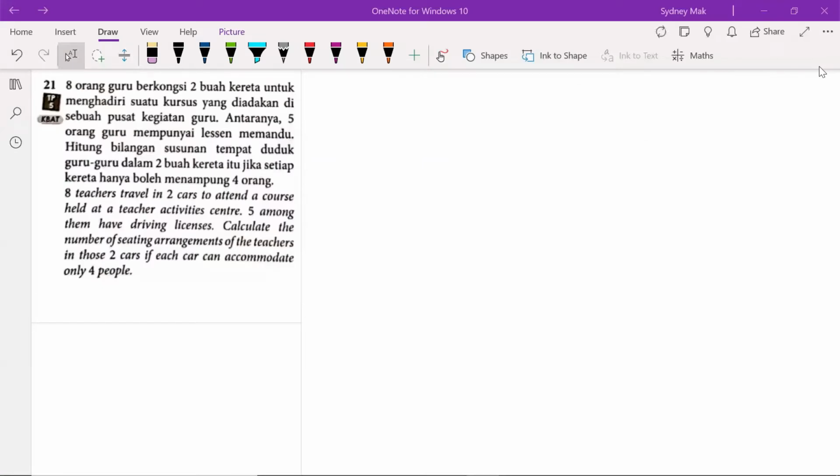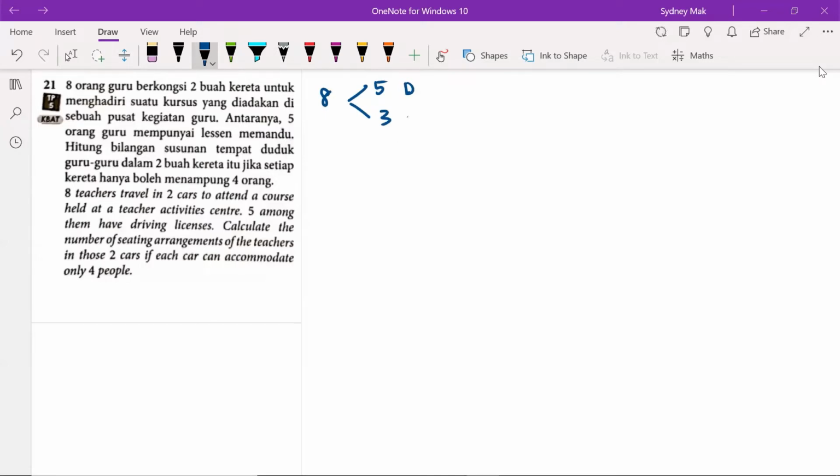Hi everyone, this is practice formative of chapter 4, question number 21. We have 8 teachers travel in 2 cars to attend a course held at the teacher activity center. 5 among them have driving license. So of the 8 teachers, 5 have driving license, and the remaining 3 will be the passengers because they don't have the driving license.